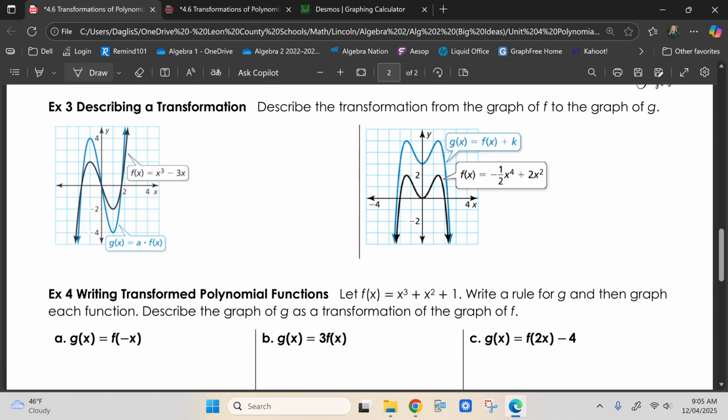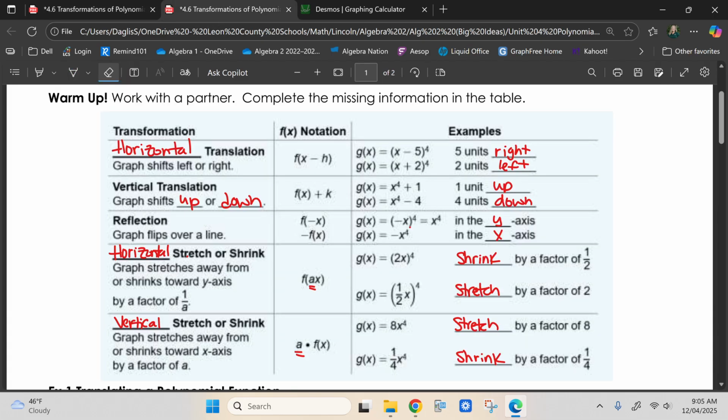Alright. Here, they've already given me the graph. They want to know what happened to make F turn into G. My F up here is the black graph. My G is the blue graph. It even gives me a hint. So I have F of X is X cubed minus 3X. My G of X, they don't give me a function, but they told me that it took my original and multiplied it by A. So if I look at my transformation list, multiplying by A is something down here. Vertical stretch. It's going to be a vertical something.